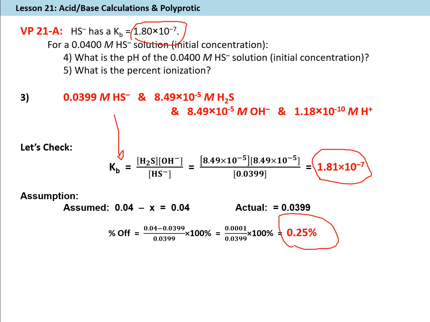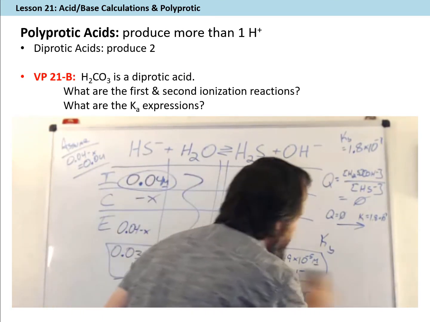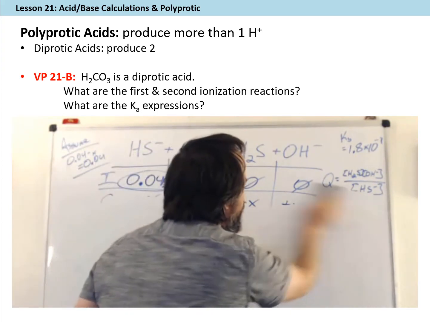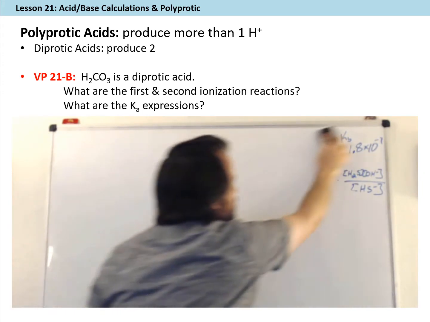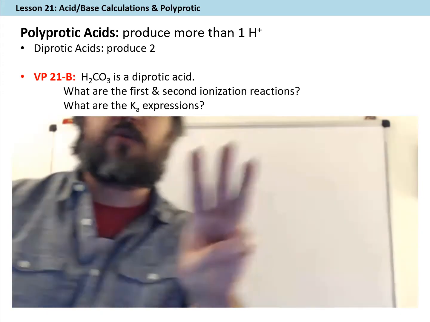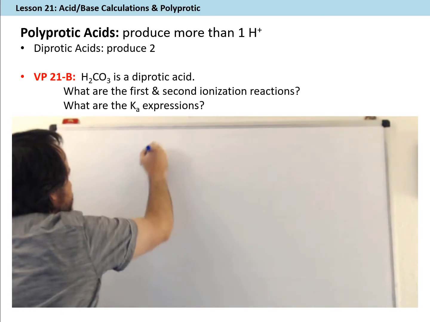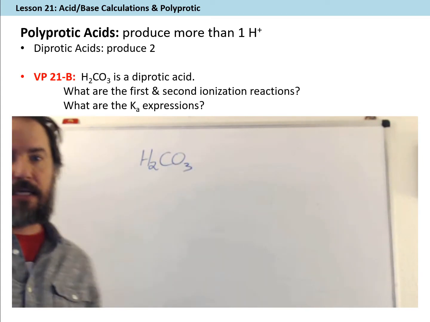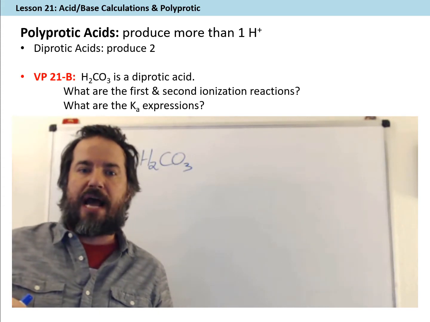All right, let's move on to polyprotic acids. Remember that polyprotic acids are acids that produce more than one H plus. We have diprotic and triprotic. Diprotic produce 2, triprotic produce 3. So we're told that we have H2CO3 and that it is diprotic. And so we're asked for the first and second ionization reactions.